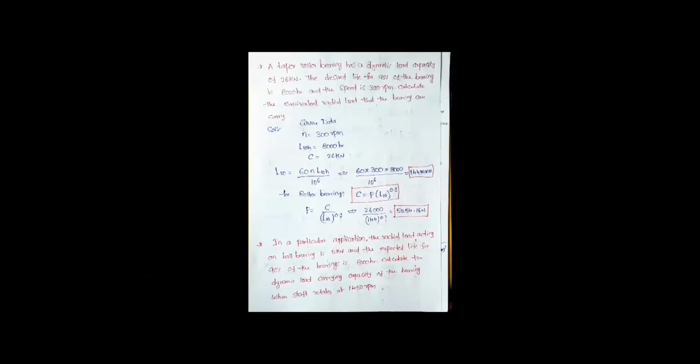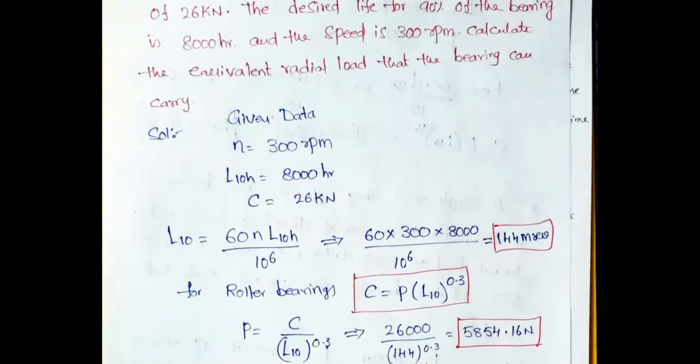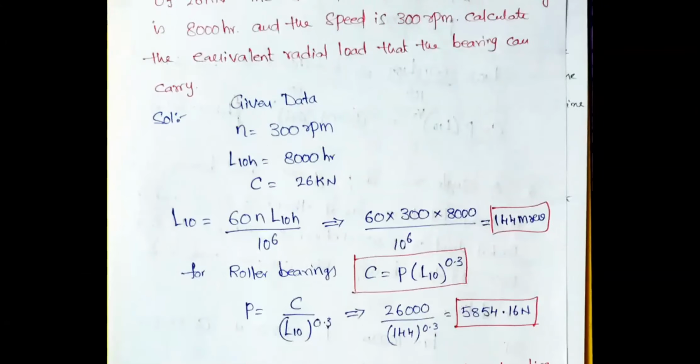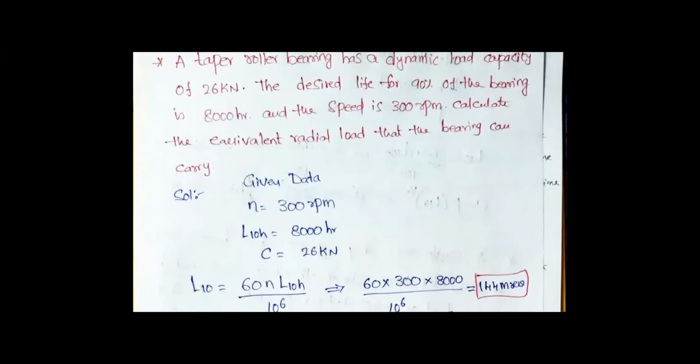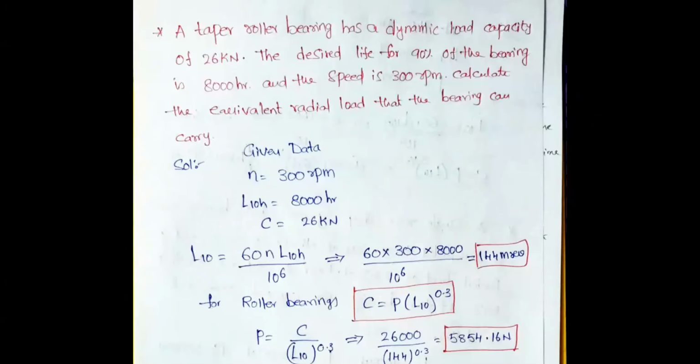I already solved the problem, but don't just look at the solution. Normally we have one problem generally. The first problem is a taper roller bearing. A taper roller bearing has a dynamic load capacity of 26 kilonewtons. The desired life for 90% of the bearing is 8,000 hours, and the speed is 300 RPM. Calculate the equivalent radial load that the bearing can carry.